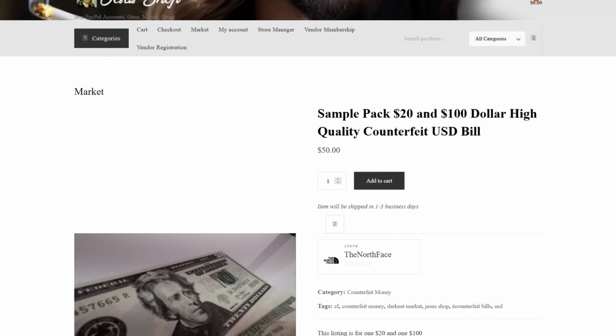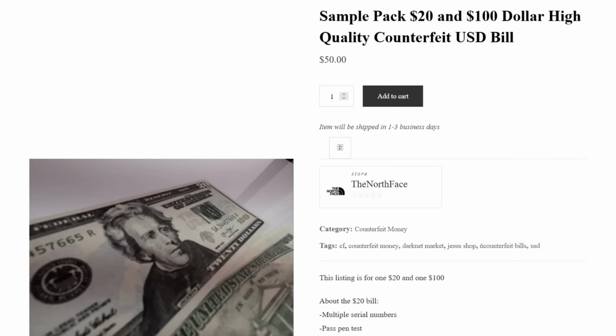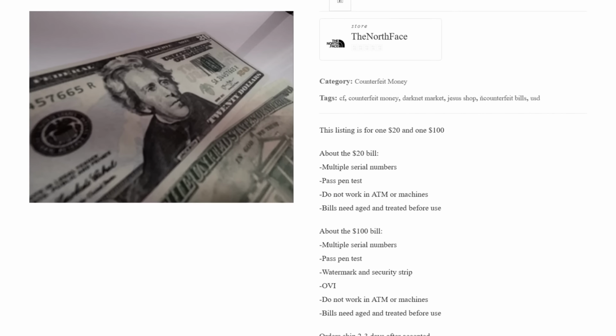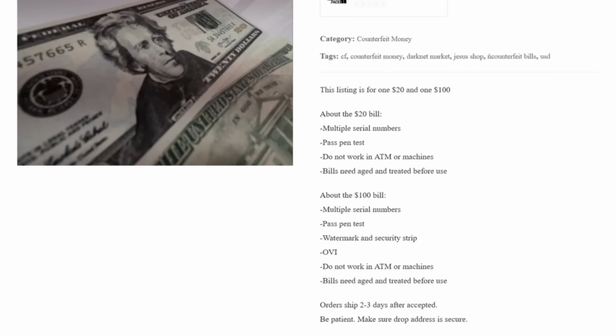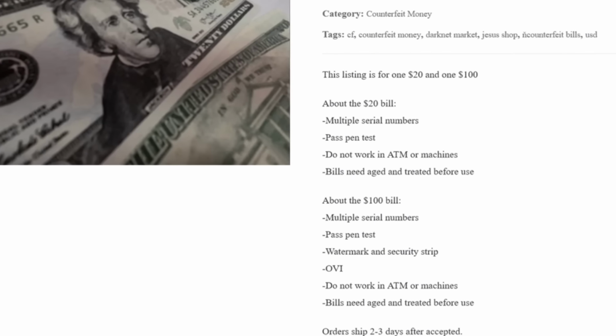They also allow a sample pack on some of the services that allow you to get a few different bills to see the quality before purchasing a larger order. The money seems to be cheaper the larger the order, with an order of $1,000 US being only $260 US.